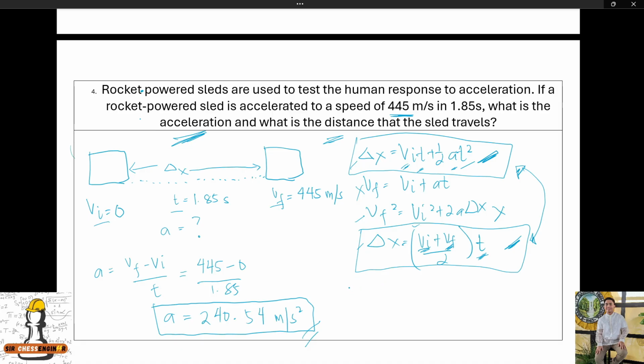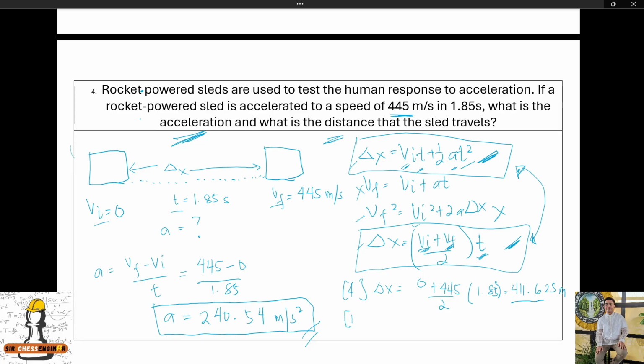So using equation 4, delta x is just plugging in the values directly. 0 plus 445 over 2 times 1.85. It is roughly 445 over 2 times 1.85. You will get 411.625 meters.